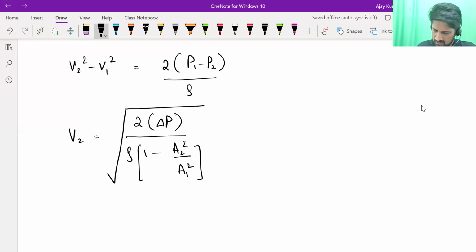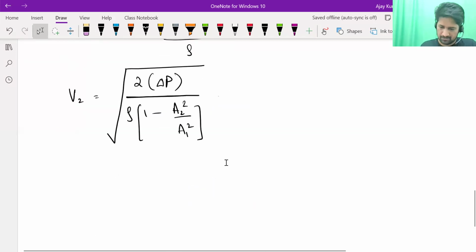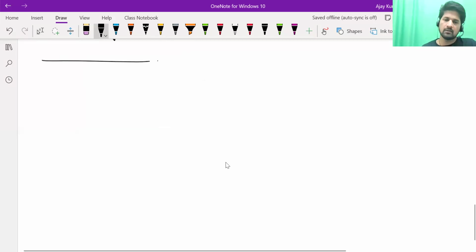So there are different designs that are possible for a venturimeter. This is one of them. Fine. So this is another application of Bernoulli's equation. Next, Magnus effect.